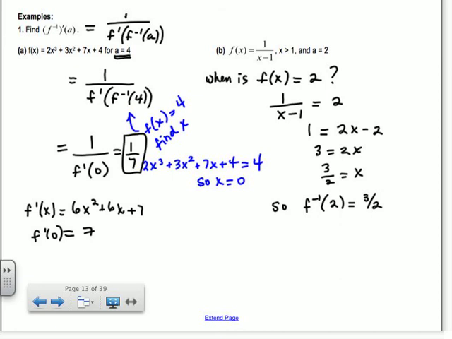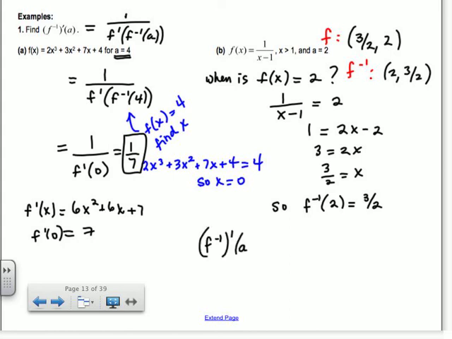Do you guys see what I'm saying? You switch your x and y value. Okay, so it's saying 1 point was (3/2, 2). That was in your f function. In f inverse, that means you have the opposite. You have (2, 3/2). You switch your x and y. So that means f inverse prime of 2 is 1 over f prime of 3 over 2. So it's the y value that goes with 2.